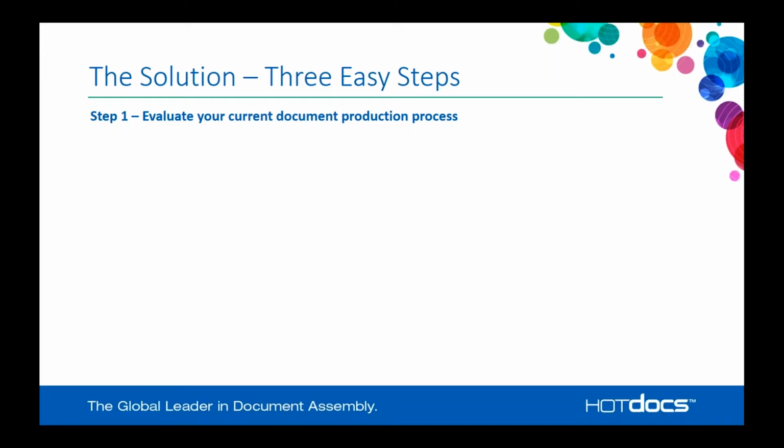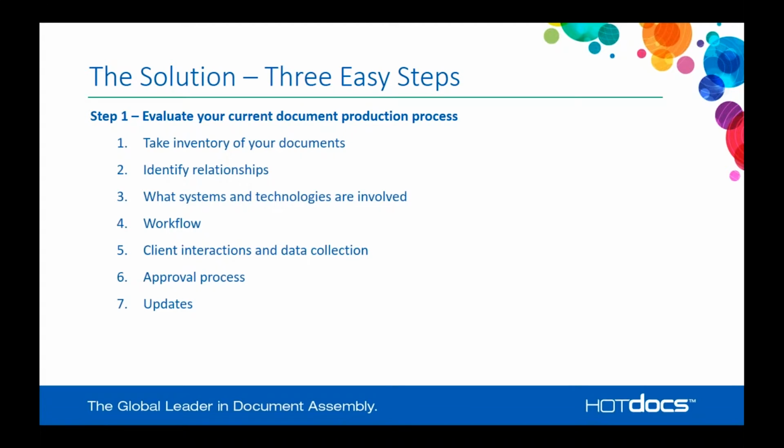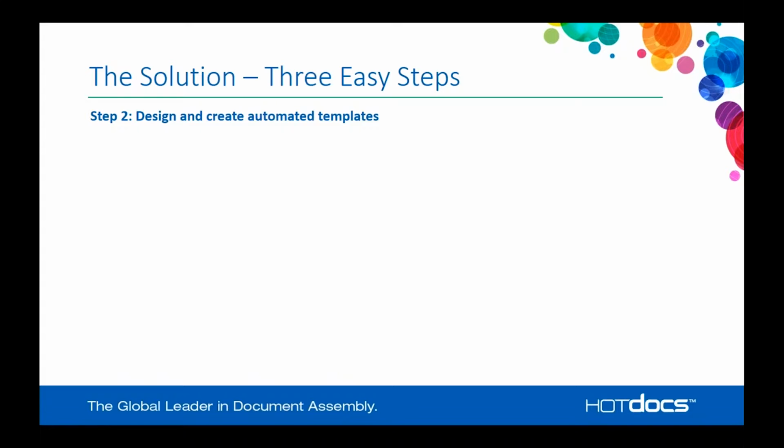So the first thing is you really need to understand what your document production process is. You need to evaluate what's going on now so you can know what you need to do to solve the problem. So you would take some inventory and identify different relationships between different people, what technologies are there, what type of process needs to go along there, and what client interactions you might want to have as a part of that process to gather the information that you need.